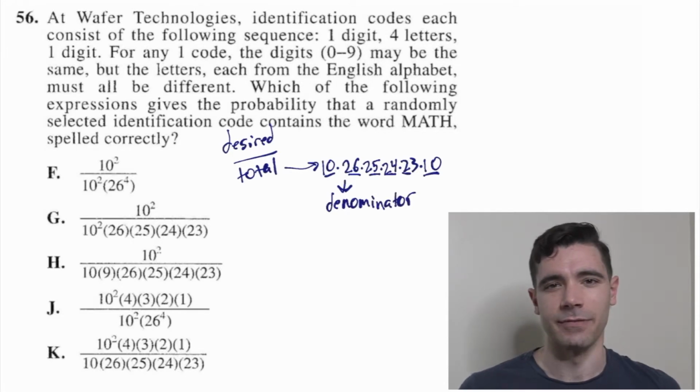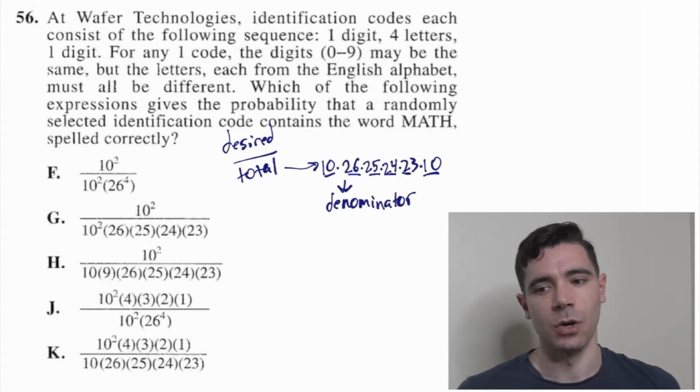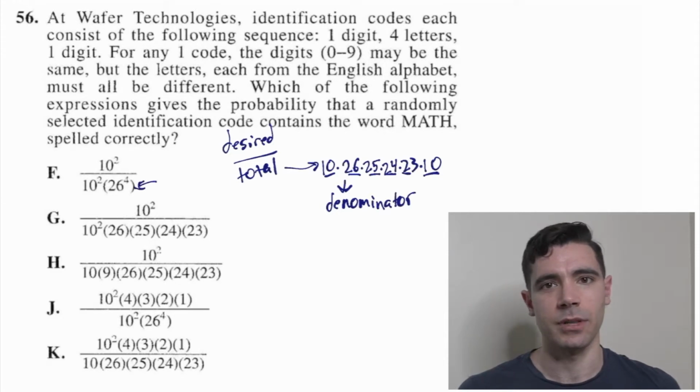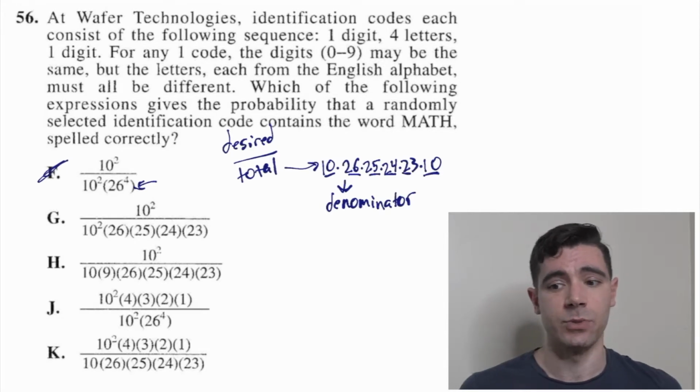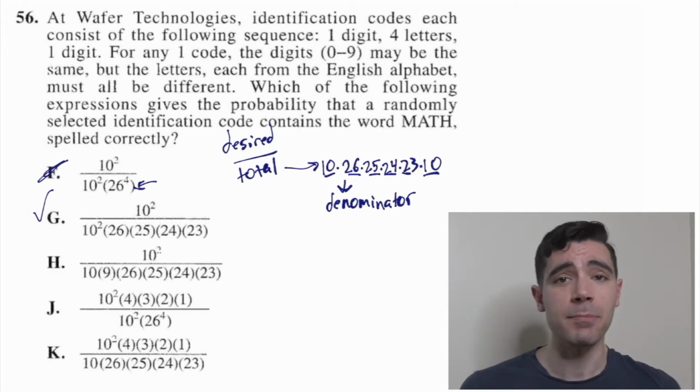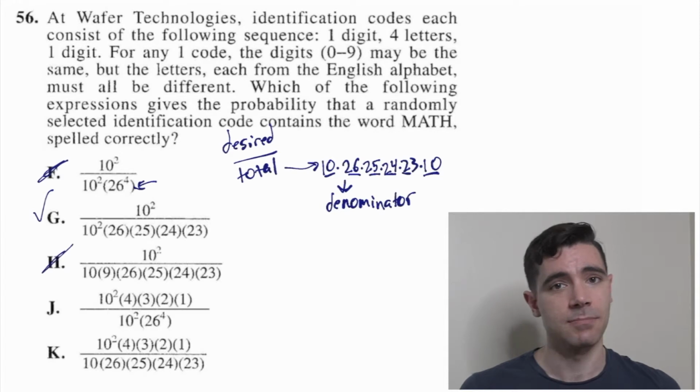Let's pause here and see if we can find the answer. F says 10 squared over 10 squared times 26 to the fourth. No, the numbers have to go down because it's 26 times 25, so it's not F. Let's look at G. Denominator is 10 squared. Oh, well, those are the 10s on each side. Times 26, 25, 24, 23. All right, we'll keep it around. Let's look at H. 10 squared over 10 times 9. No, they're both 10s. It's okay if we repeat digits, so it's not H.